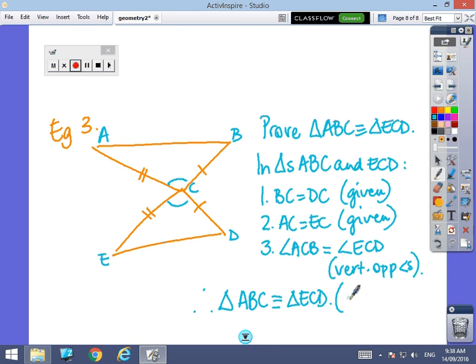And what test have I used? I've used side, angle, side, making sure that always when I'm proving this test that the two sides I'm showing are equal here. I also am including this middle angle, we call it the included angle, between the two sides. That's important, that I'm proving that angle is the same as well, the one in between the two sides.